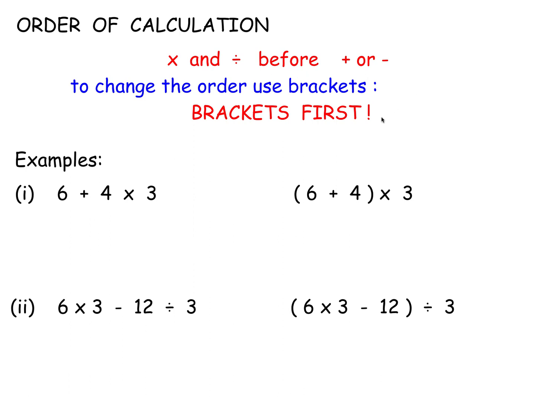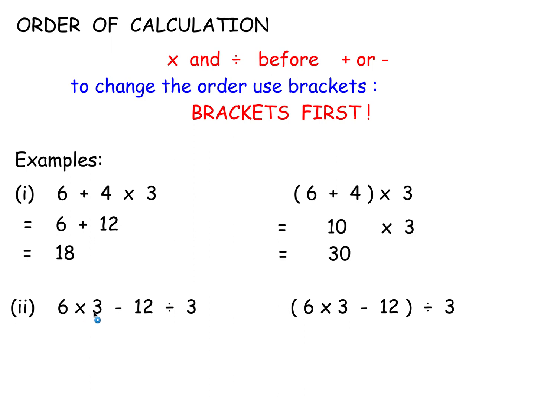A reminder that if you're carrying out calculations, you always do multiplication and division first before you do addition or subtraction, unless there's brackets. So when this is 6 plus 4 times 3, you do the 4 threes first, and then you do the addition. Here, you do the brackets first. You do the 6 plus 4 because it's in brackets, and then 10 threes.